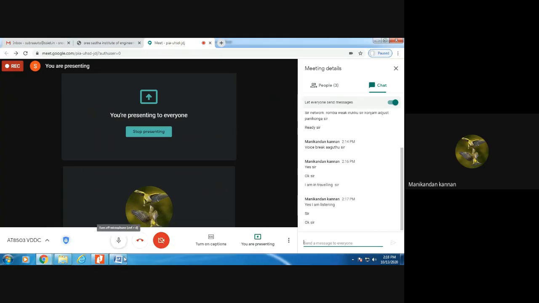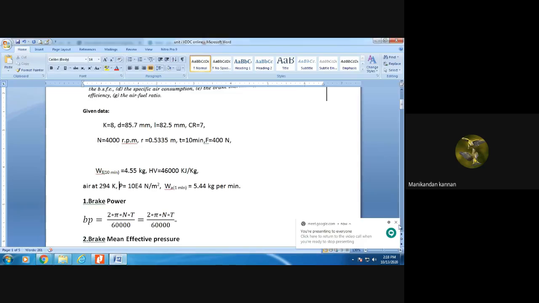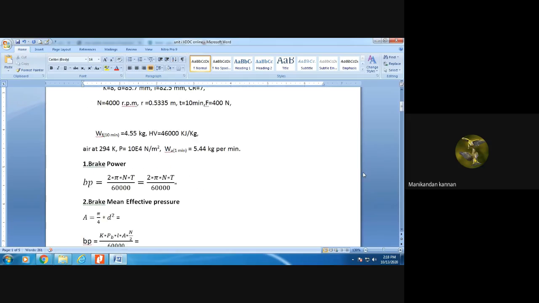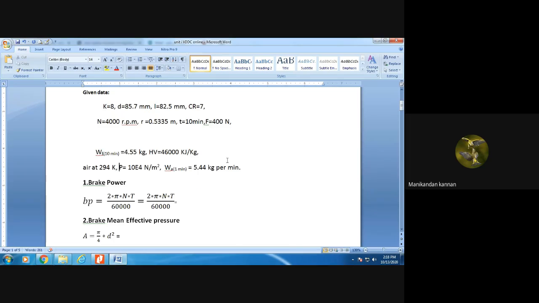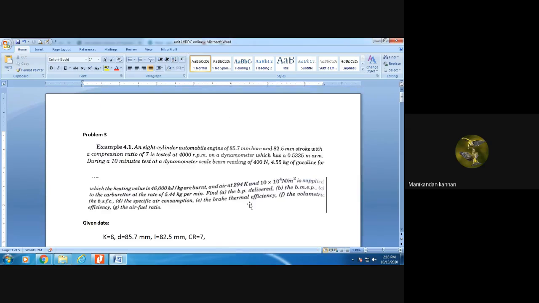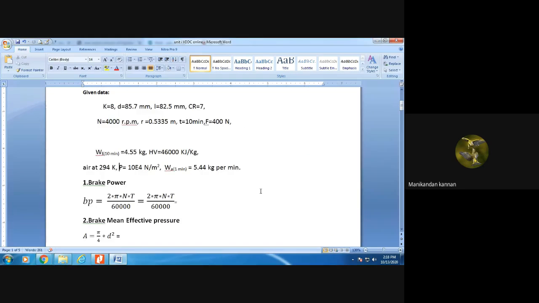Then I will proceed. See, now all the data have been given. They are asking what? Brake power. So you have to find the brake power. So the brake power formula, last class itself I taught you: 2 pi NT by 60,000. 60,000 is for kilowatt. Okay.